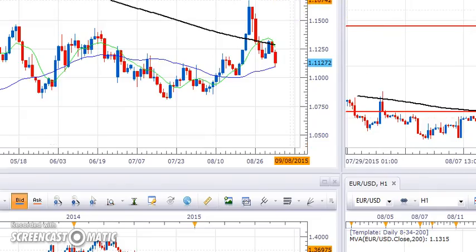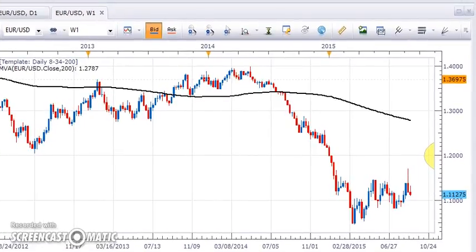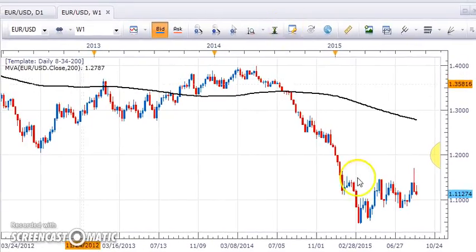We'll get rid of that, and let's move this down here. We'll look at the weekly of the Euro US dollar. Last week we had this nice reversal, kind of a fat-headed pin bar. This week it's not a big move down, but it is lower. It is moving the direction we want to see.